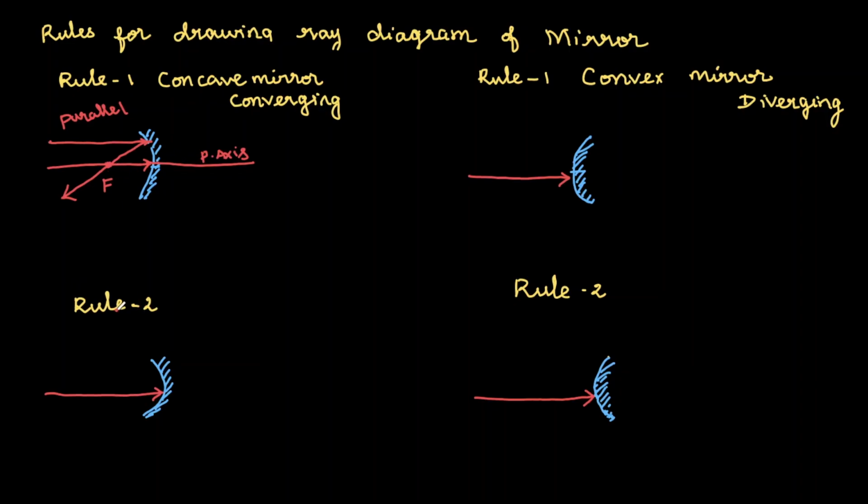The second rule is when the light ray passes through the F. After it falls on the surface, it gets reflected parallel to the principal axis. So when the light ray passes through the F, it falls on the concave mirror and gets reflected parallel to the principal axis. So this is the second rule.